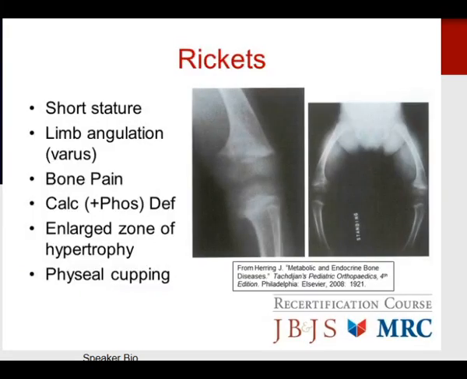Rickets is characterized by short stature, varus angulation at the knees, as well as bone pain. On histology, you'll see an enlarged zone of hypertrophy, and the characteristic radiographic findings include physeal cupping and widening of the physis. The treatment is aimed at the underlying disorder.